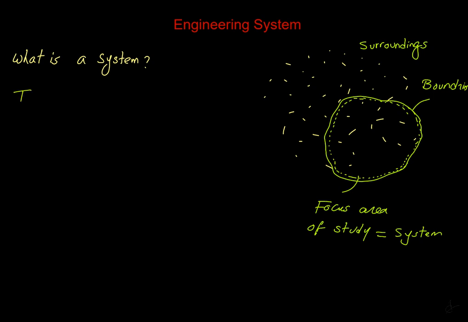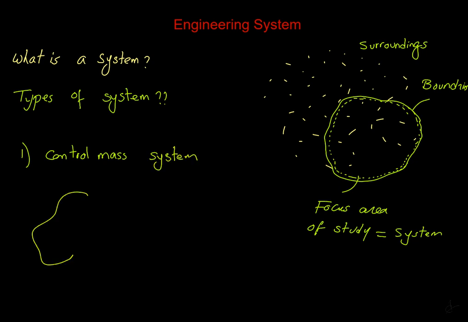The second question is, what are the different types of systems? The first and very common one defined in engineering analysis is called the control mass system. If I draw my system here, that's my boundaries. The surroundings are outside. I'm interested in what's inside that line, and this is my system, and my system has a mass. The mass inside that system is actually constant.